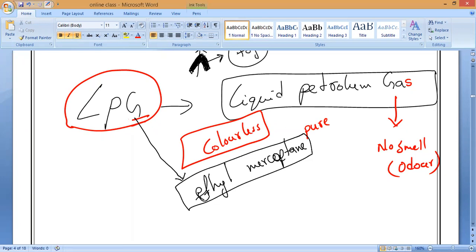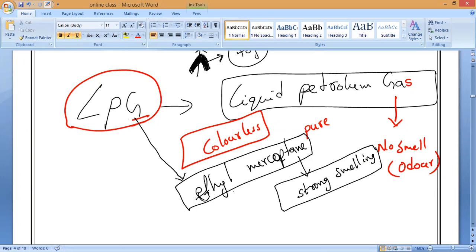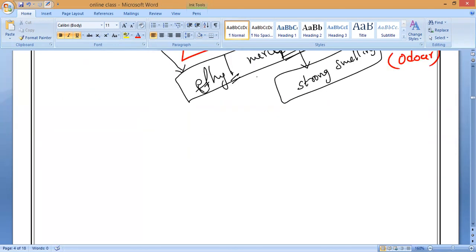Captan, ethyl mercaptan. This is a substance which has a very, very strong smell. Very important. While filling the LPG gas, along with the LPG gas they will mix the ethyl mercaptan. So once the gas is coming out, the ethyl mercaptan also will come out.